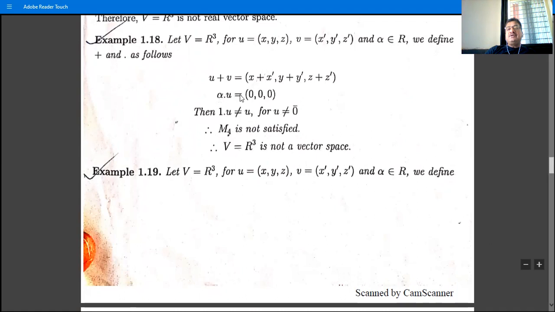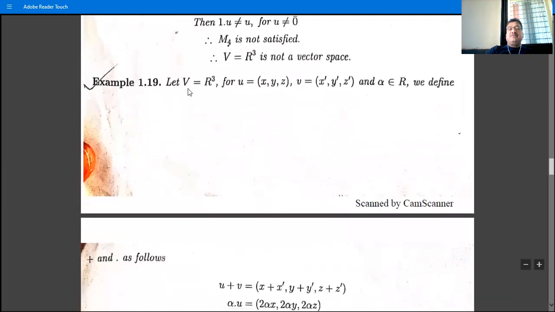So how can you show this? Take u bar as 1 2 3 belongs to R3, and then 1 into u bar is 0 0 0, and it is not equal to u bar, and therefore the M4 property is not satisfied, and therefore V equal to R3 is not a vector space.